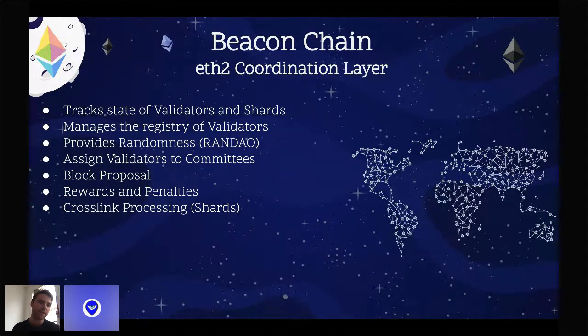So at a high level, here are the few things that take place inside of it. The beacon chain tracks state of validators and shards. It manages the registry of validators. It provides randomness through RANDAO for a few different reasons, primarily to assign validators to committees and to choose validators for block proposal. This is also where rewards and penalties are calculated and dealt out. And then ultimately when shards are a thing, this is also where the cross-link processing will take place.